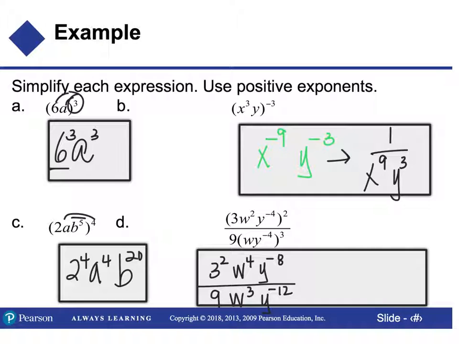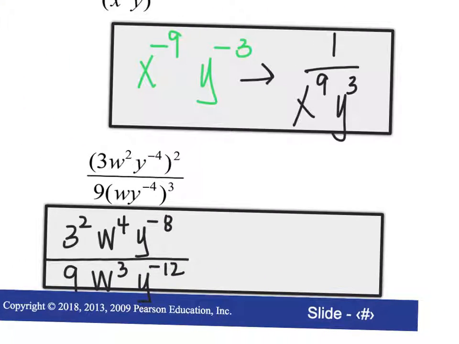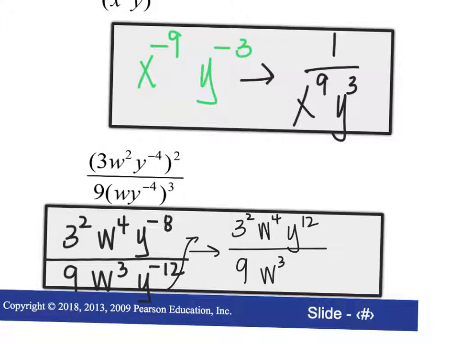Excuse me. So now what I'm going to do first is take care of these negative exponents by flipping them around. So I'm going to rewrite the problem. Let me get some space here. I'm going to rewrite the problem to be 3 squared, w to the 4th, y to the 12th, by moving this one up, and 9, w to the 3rd, y to the 8th, by moving that one down. Now 3 squared and 9 are the same thing, so goodbye to them.